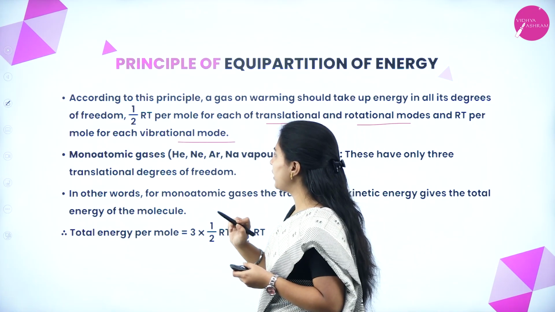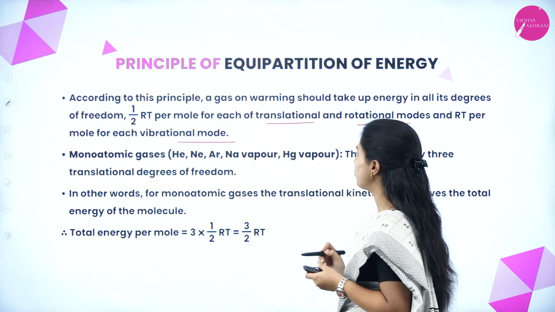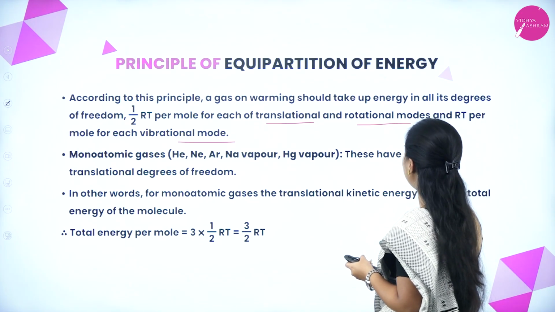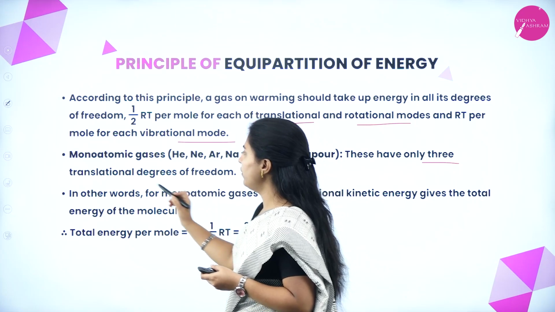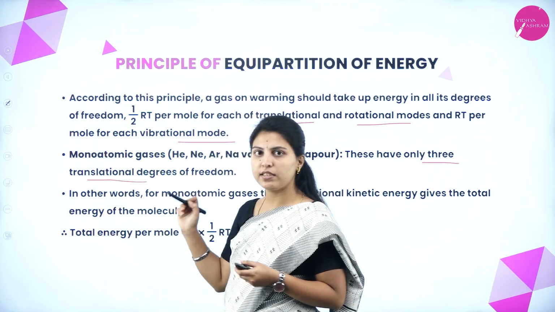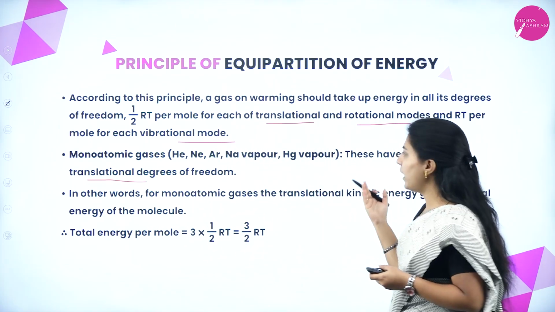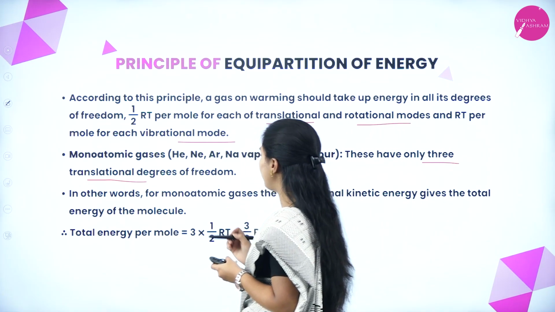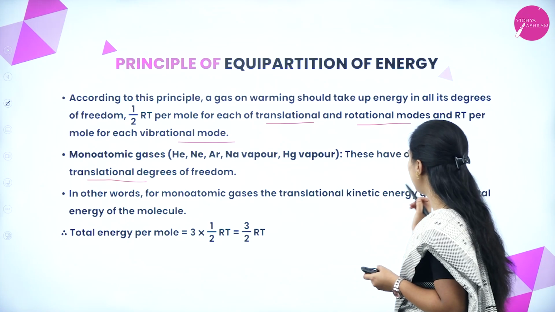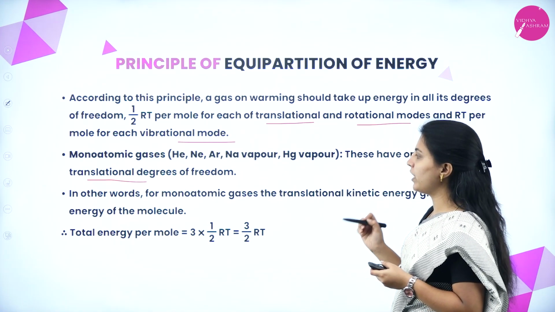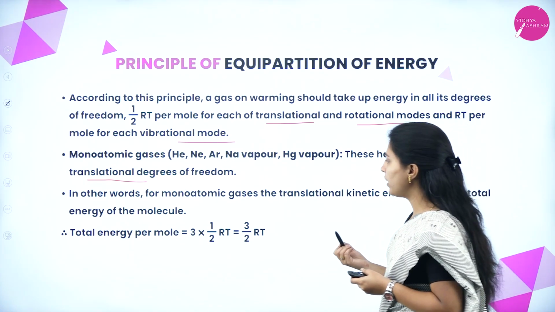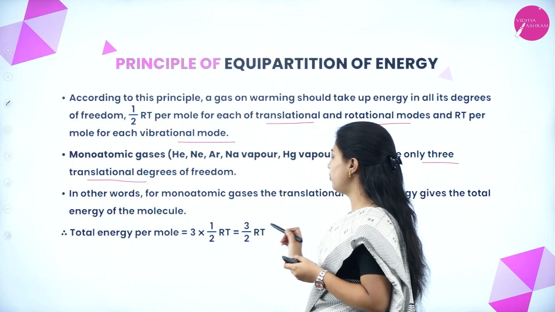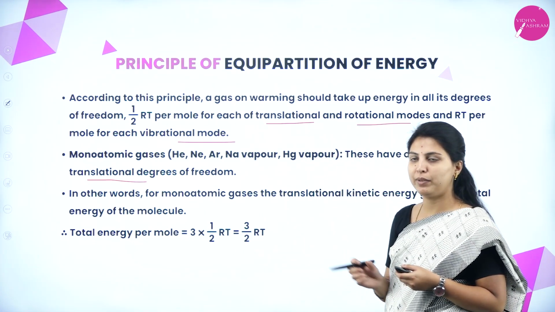Monoatomic gases like helium, neon, argon, sodium vapor, mercury vapor have only 3 translational degrees of freedom. In monoatomic gases, you have to remember these points. 3 translational degrees of freedom are there. In other words, for monoatomic gases, the translational kinetic energy gives the total energy of the molecule. Total energy of the molecule is 3 into half RT, so 3 by 2 RT. This is how it is calculated.